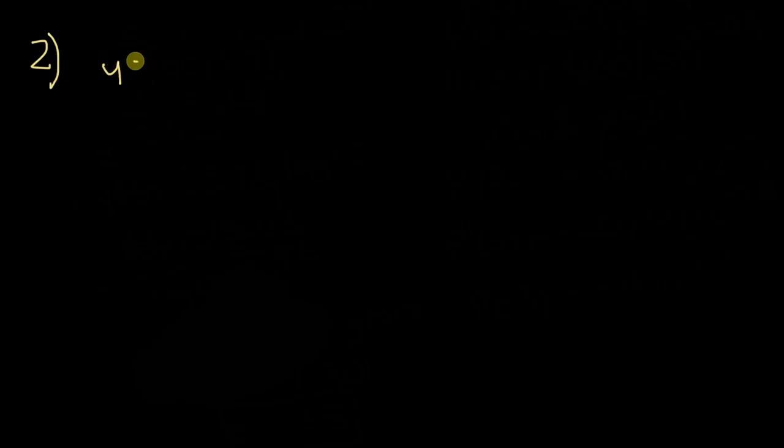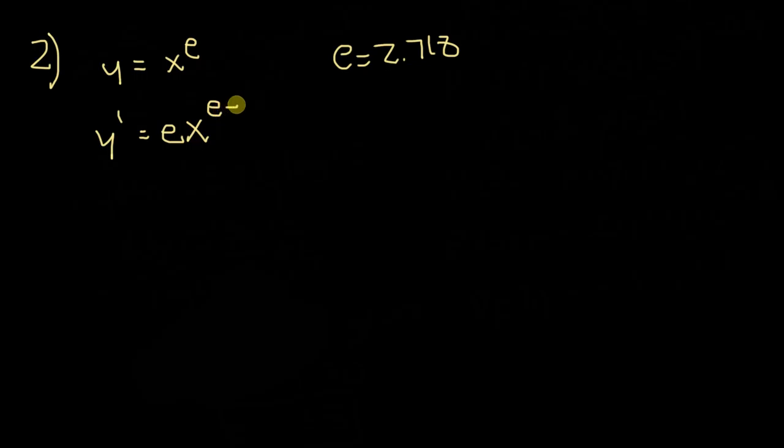We are given y is equal to x to the power of e. At first you might be shocked just to see this e in the exponent, but we need to remember that e is just equal to approximately 2.718. If we treat this as a number, we know that all we have to do is bring it down below and reduce the exponent by 1. So by that logic, we'll bring the e down. e is just a number, times x to the exponent of e minus 1. And that's it.